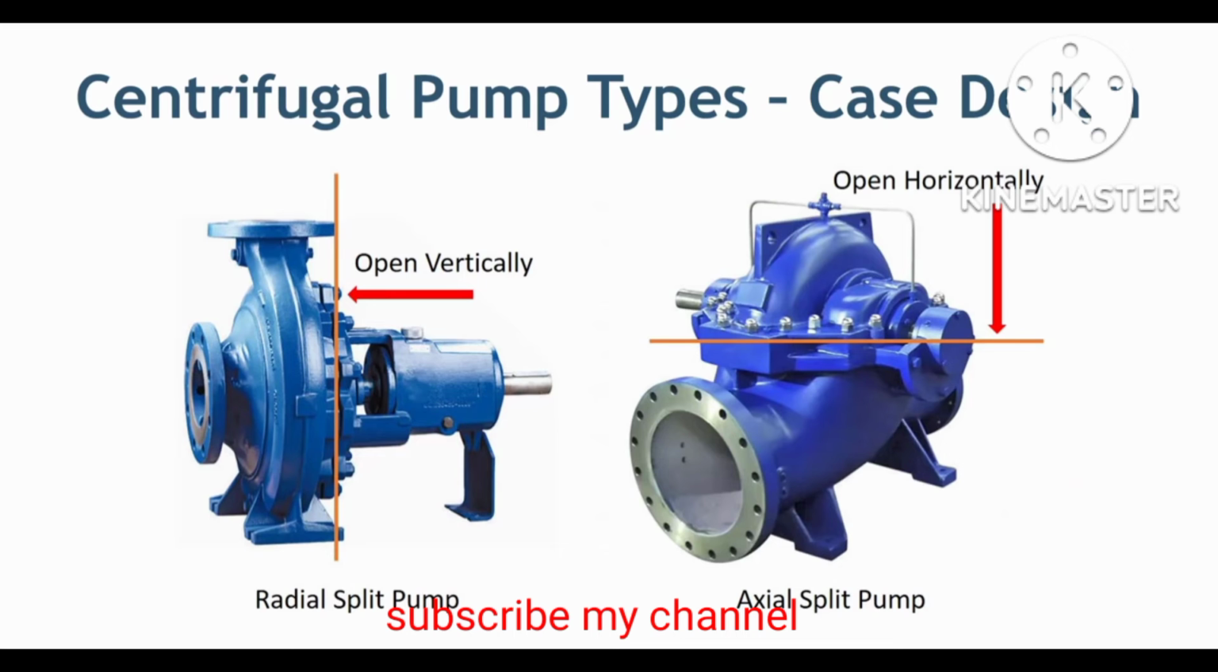The fifth method to classify pump is based on case design. There are two types of case. The first is the radial split case. The radially split pump casing opens perpendicular to the shaft axis and parallel to the impeller.